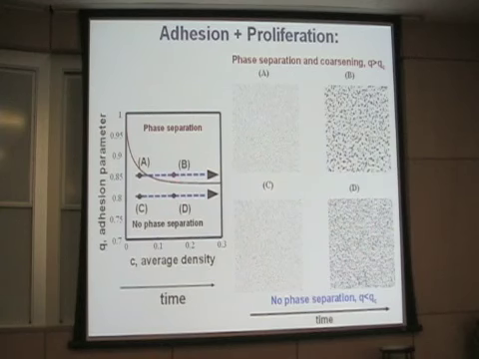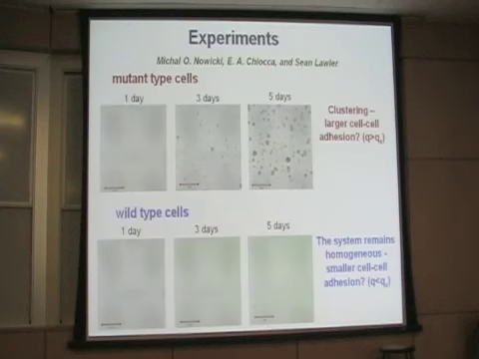And then I convinced our experimental collaborators to perform experiments with wild-type cells and the mutant-type cells we saw before. They just put those cells on Petri dishes and saw what happens. You can see that mutant-type cells form clusters, but wild-type cells remain homogeneous, which suggests that those cells have an effective adhesion which is above some critical ratio.